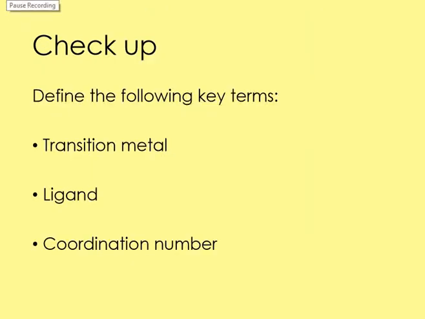Before we go any further, it's important to make sure that you can recall the key terms that we've looked at and learned so far in this module. So just pause the video for a moment and write out a definition from memory for what a transition metal is, what a ligand is, and what coordination number is. When you've done that, unpause the video and see if they match up to what I write down. Pause the video now.